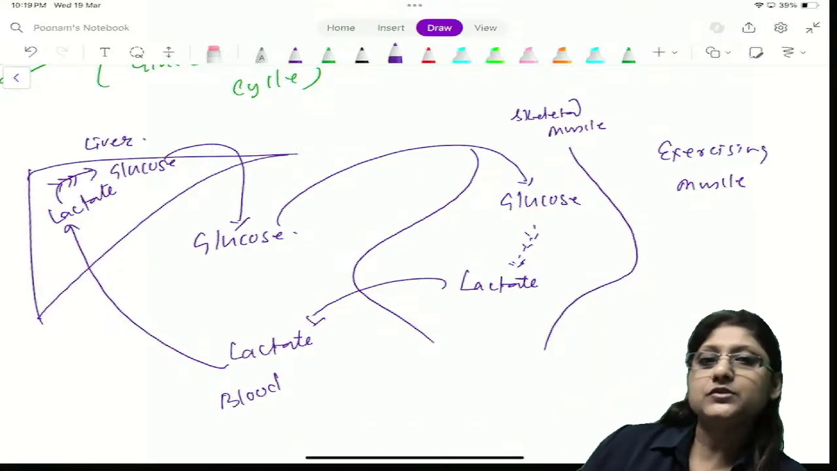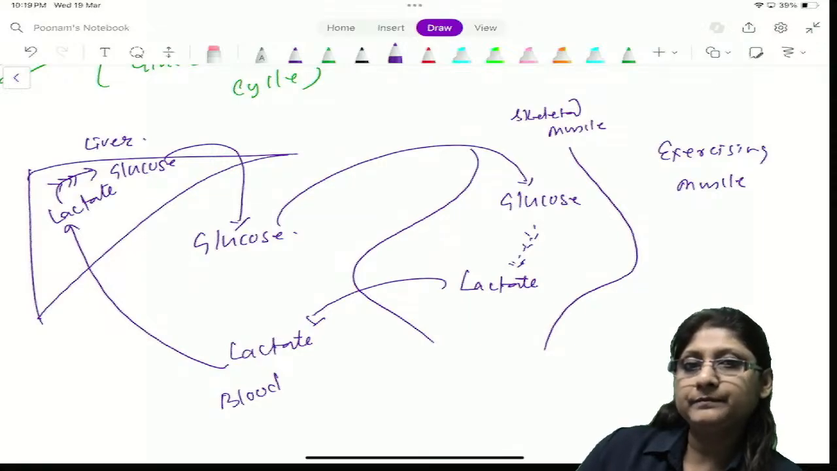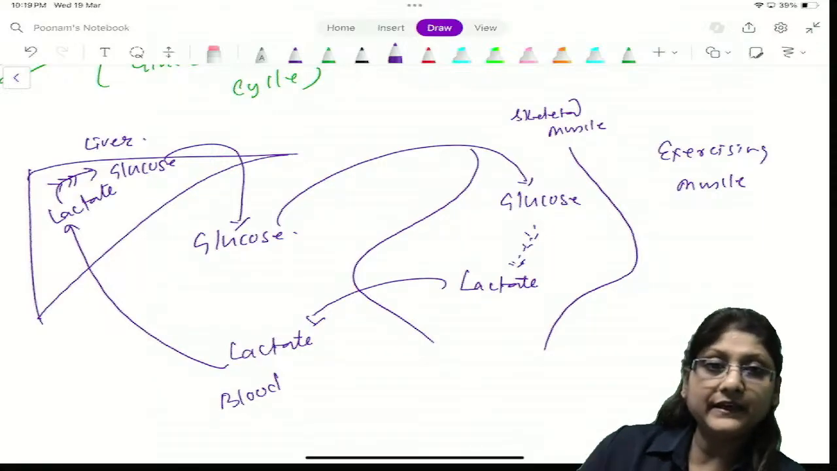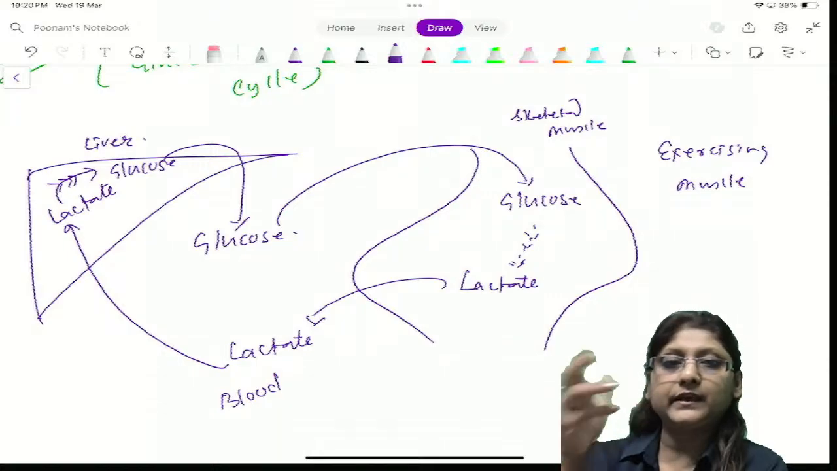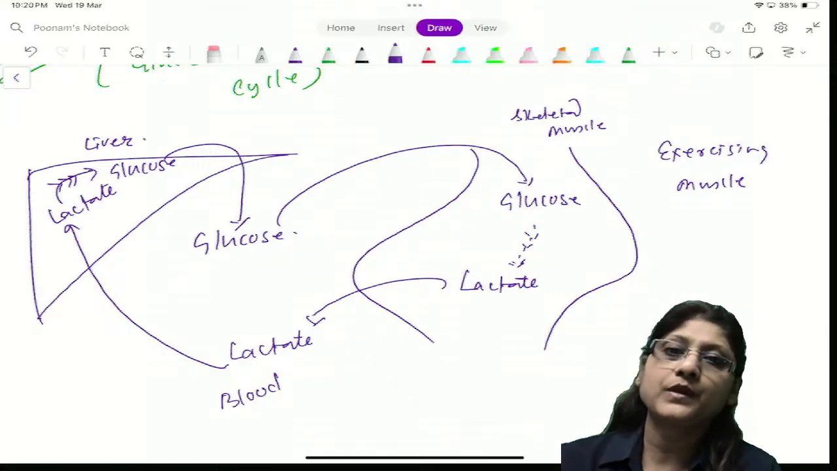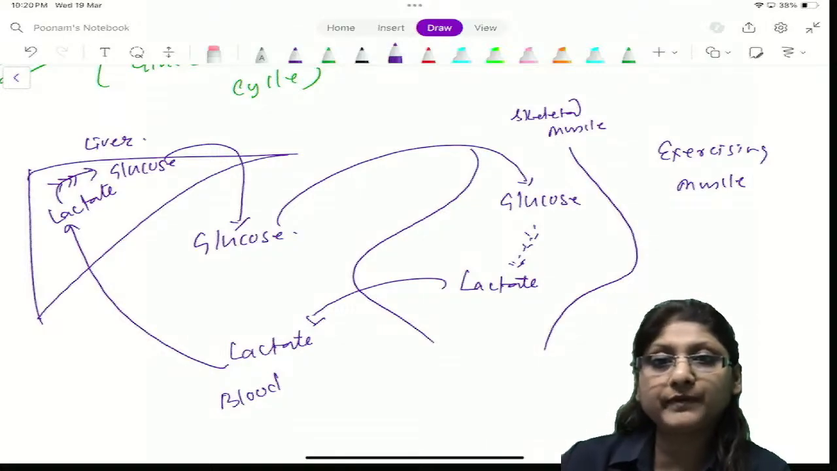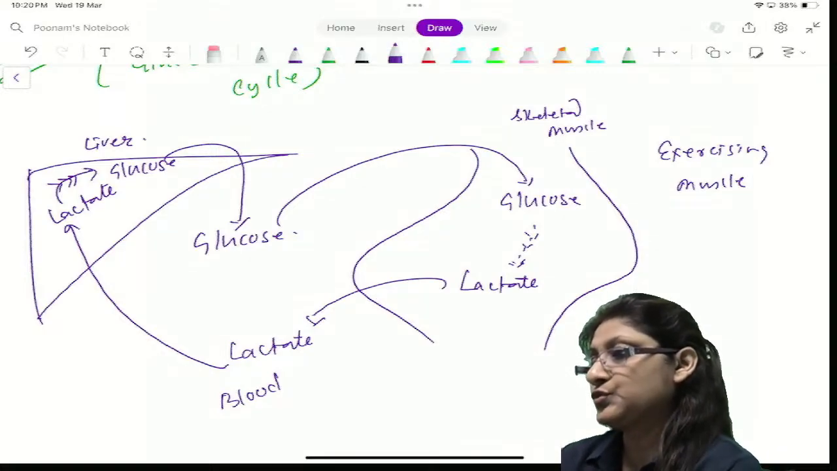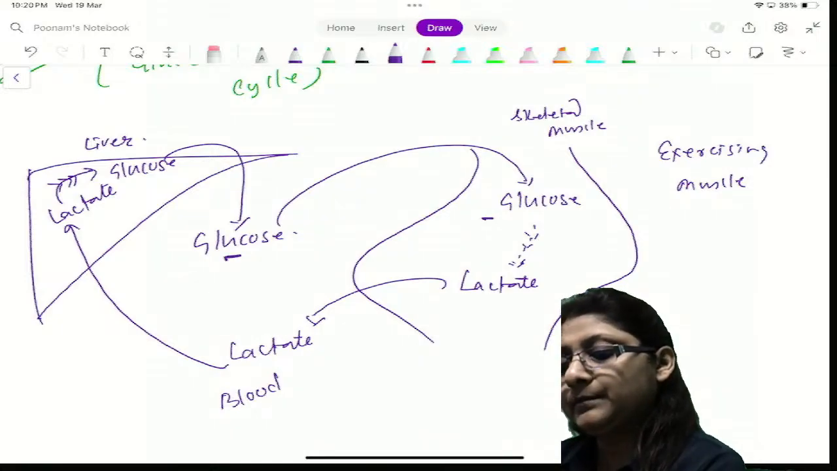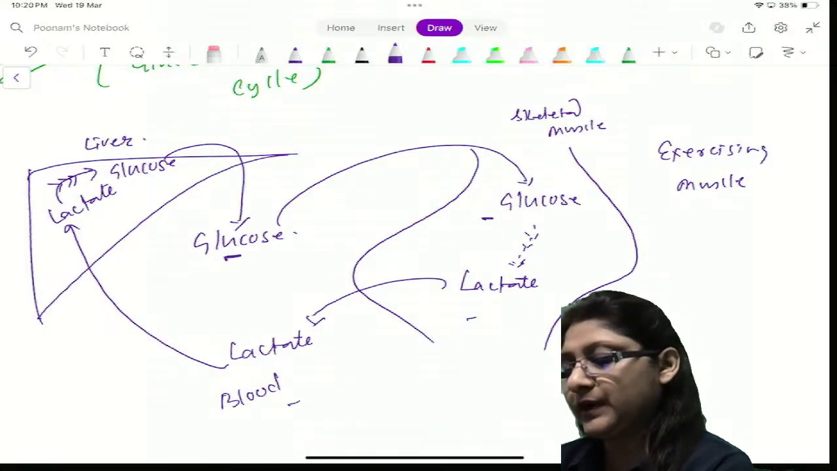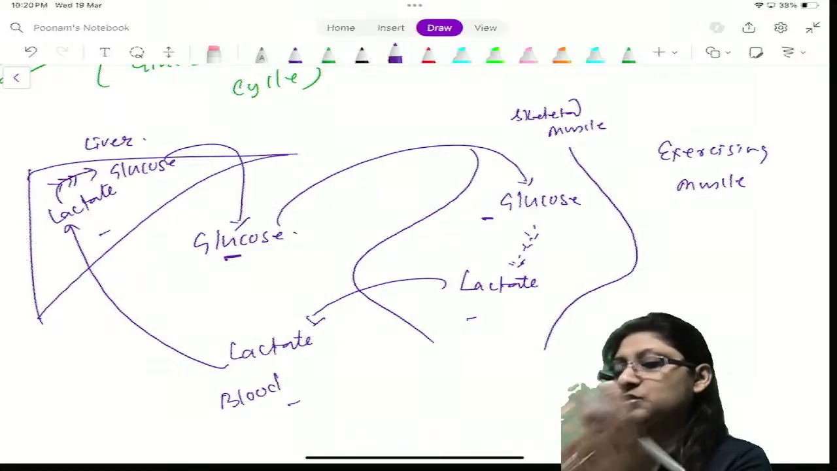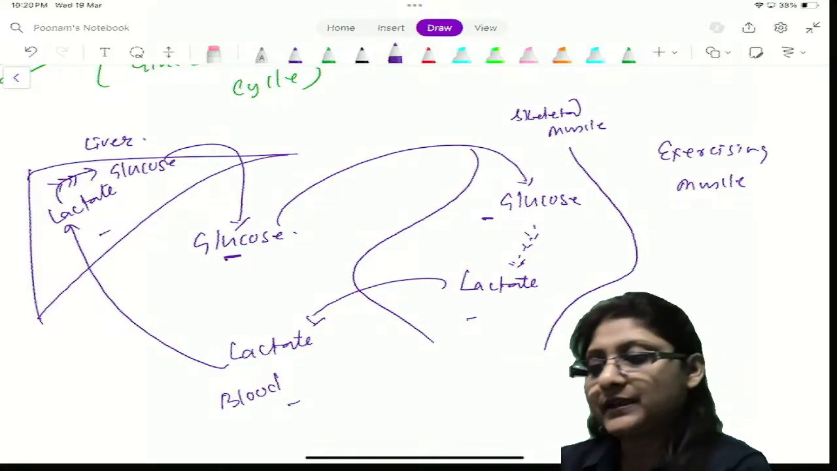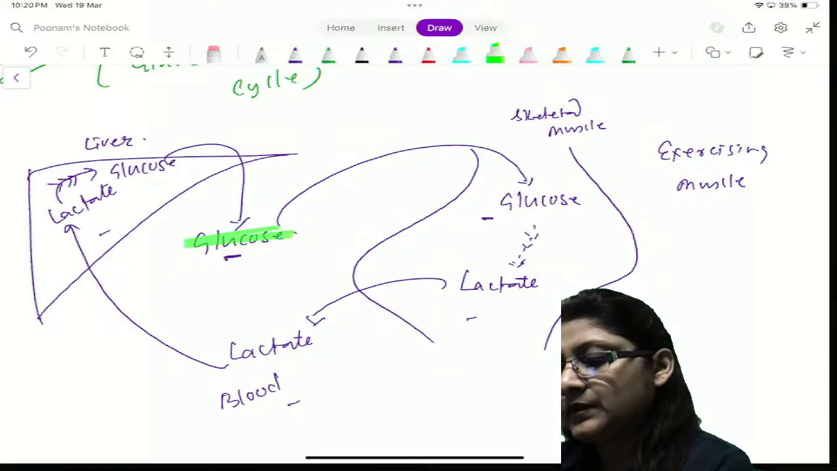So if you see, these two organs are actually interconnected in this fashion. The muscle is generating lactate, and that lactate is taken care of by the liver and converted to glucose. So glucose coming to blood, taken up by muscle, again converted to lactate, lactate coming to blood, taken up by liver, converted to glucose. It's a kind of cycle which is going on. This is called glucose lactate cycle, or otherwise called Cori cycle. This name is given by scientist Cori, who discovered this.